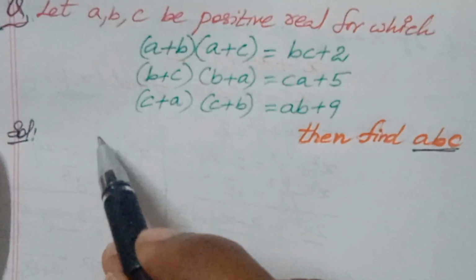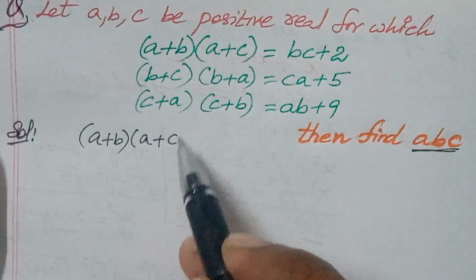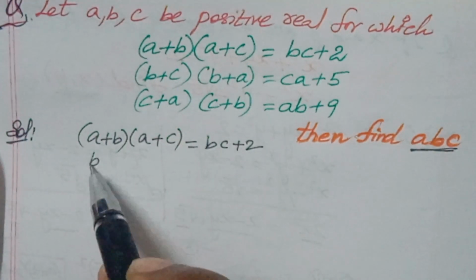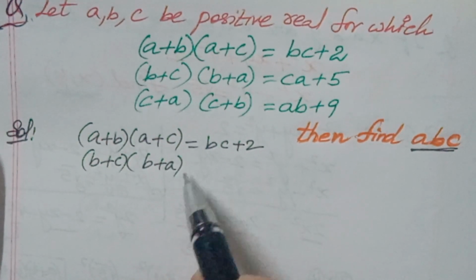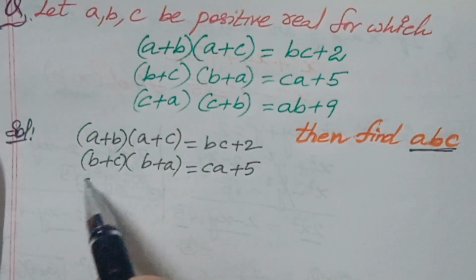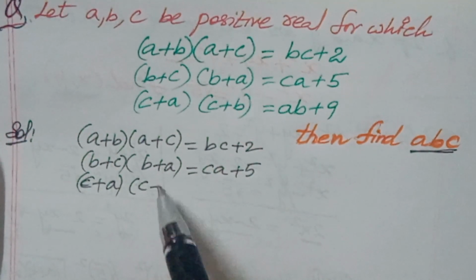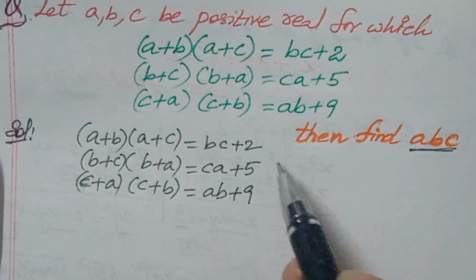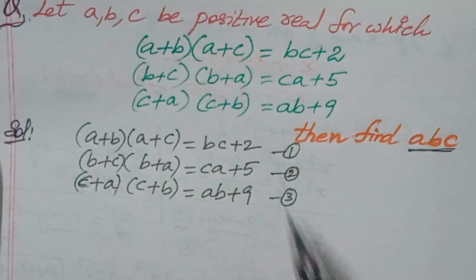So here, given (A plus B) into (A plus C) is equal to BC plus 2. (B plus C) into (B plus A) is equal to CA plus 5. Next, (C plus A) into (C plus B) is equal to AB plus 9. Let this be 1, this one is 2, and this is 3.